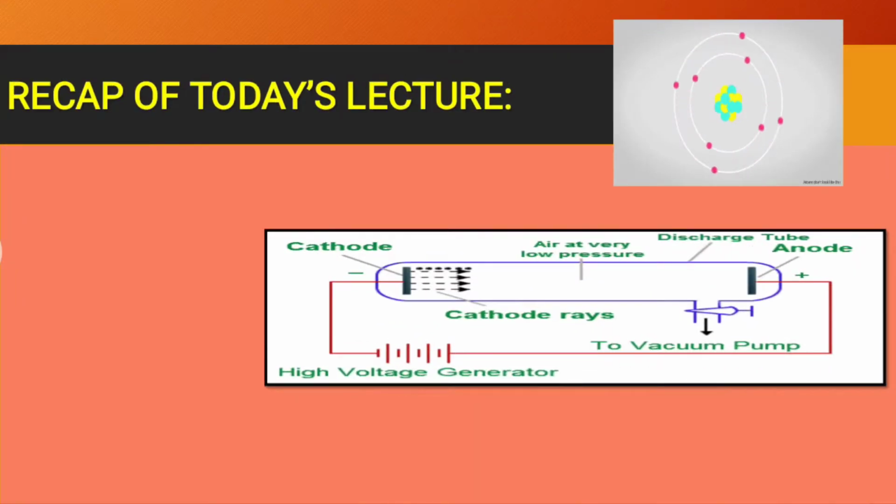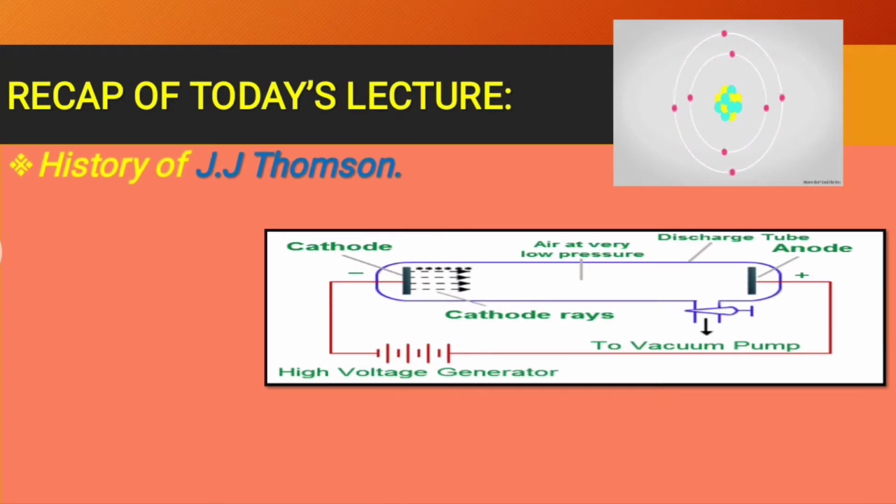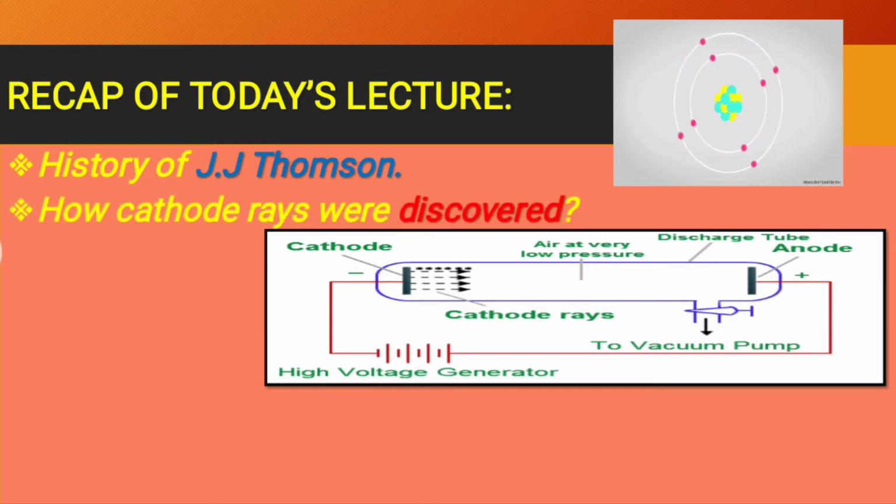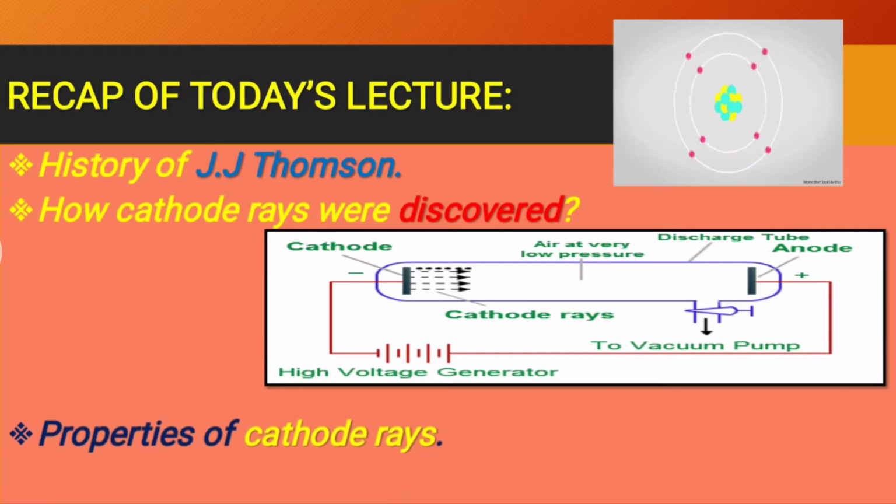Now recap of our today's lecture. Students, in our today's lecture we discussed history of J.J. Thomson, how cathode rays were discovered, properties of cathode rays, and conclusions of Sir William Crookes experiment.